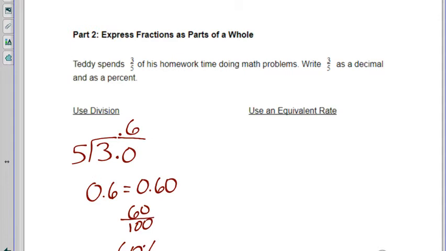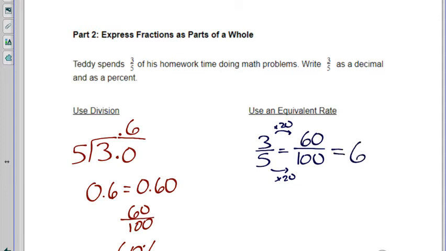I also could use equivalent ratios. I could say 3/5 is what per 100? Well, that's times 20, times 20, and I get 60/100ths, or 60 per 100, or 60%. Either way, you get the same answer.